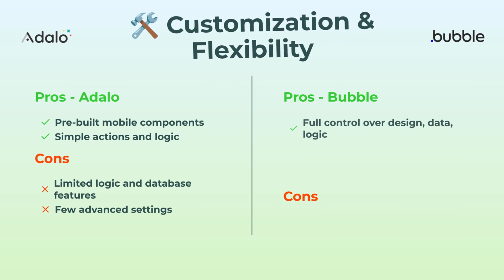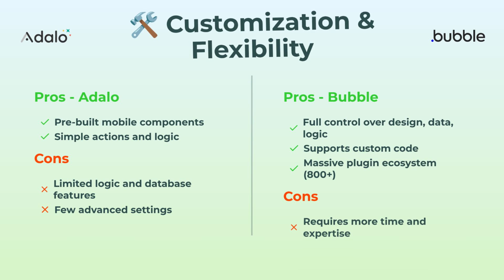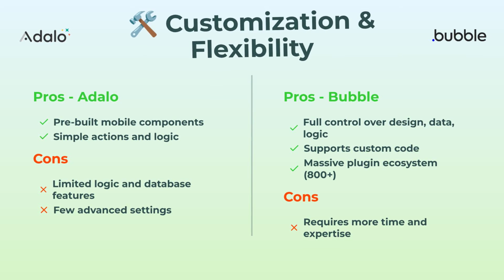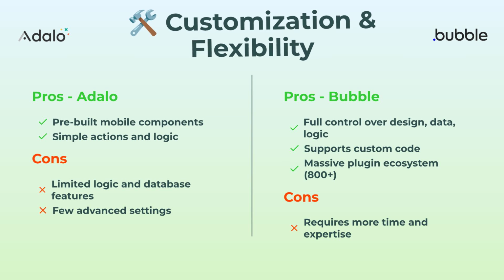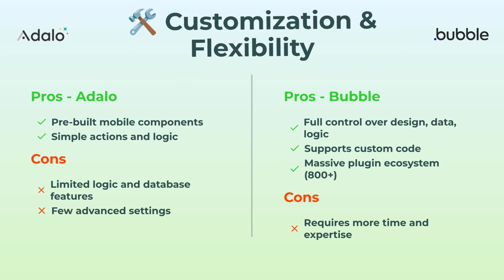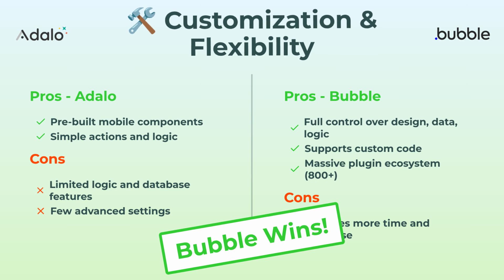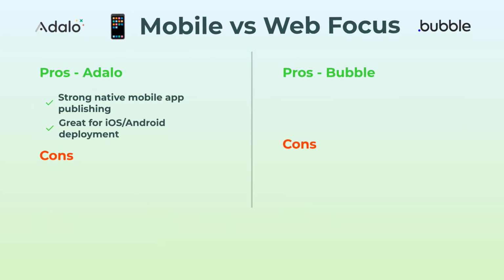You get full control, design, data, even custom code if you really wanna geek out. Bubble has a plugin marketplace with hundreds of goodies to level up your app. The only catch is you need to invest more time and maybe refuel with some coffee. So yeah, if you want to go wild with features and complexity, Bubble pretty much owns this category. Alright, next up, mobile versus web focus.